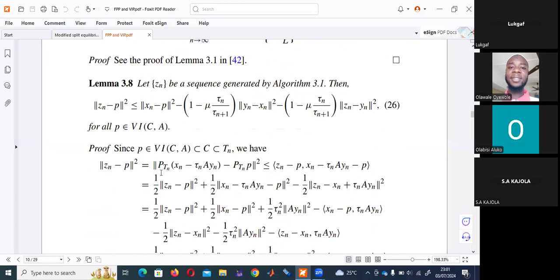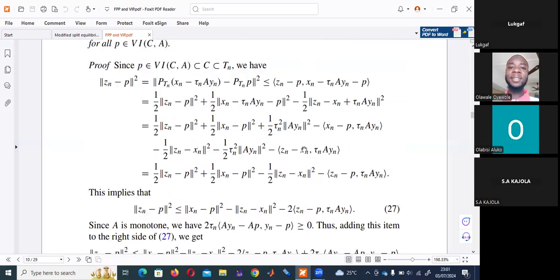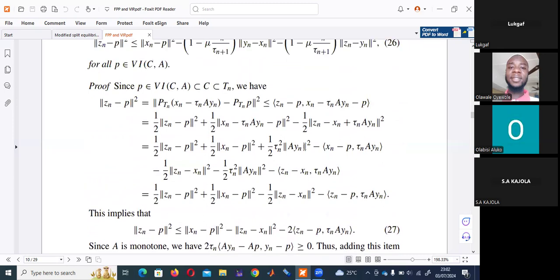Like this Lemma 3.8, that is the norm of z_n minus p squared. If you're using the same method to solve whichever problem, whether it is monotone, pseudo-monotone, or quasi-monotone, you must obtain this inequality here, (26). You have to obtain it. So how did they obtain this? This is exactly what we've seen before.